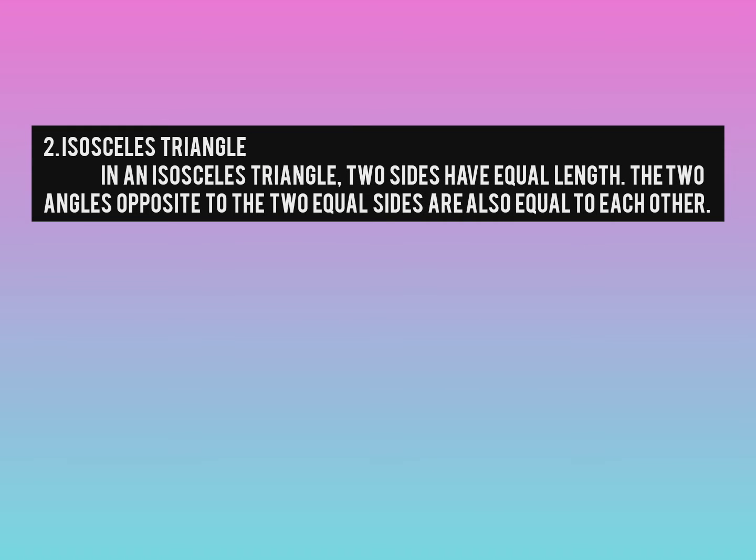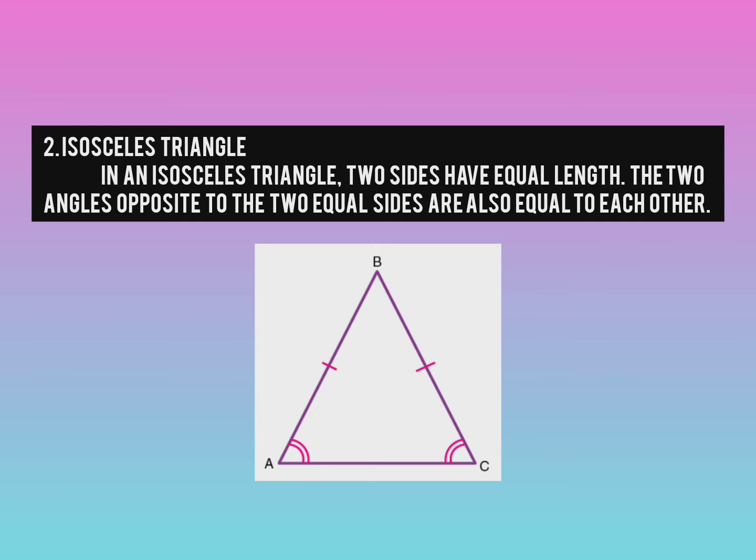Second, isosceles triangle. In an isosceles triangle, two sides have equal length. The two angles opposite to the two equal sides are also equal to each other. This is the picture of isosceles triangle.